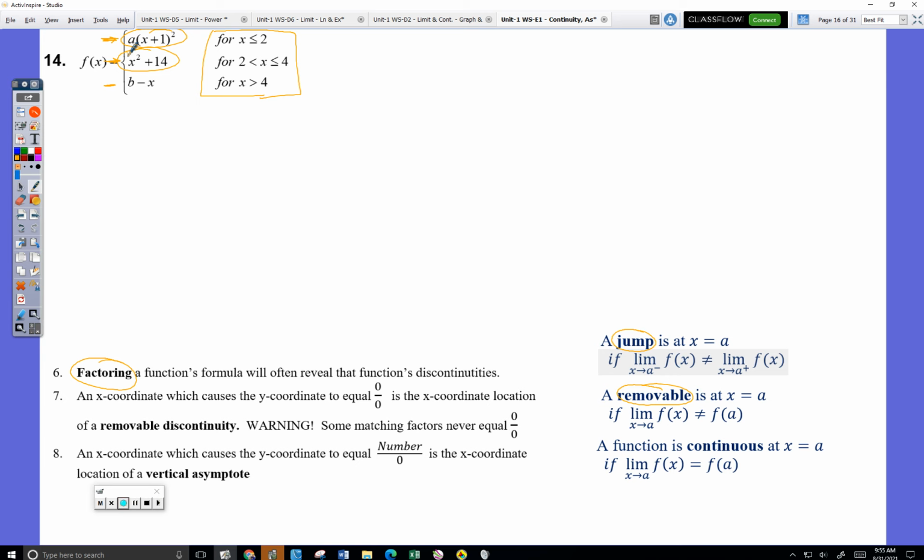Maddie? Would it be 2, 0, and 4, 0? So all we really care about is the x-coordinate. So the 2 and 4. So the transitions are at x equal 2 and x equal 4. How many saw that? Okay. You would need more explanation.